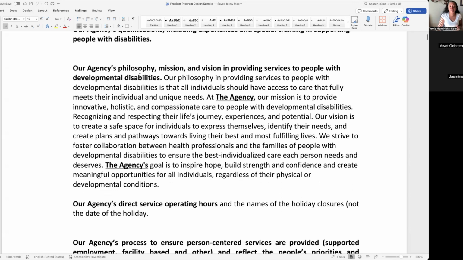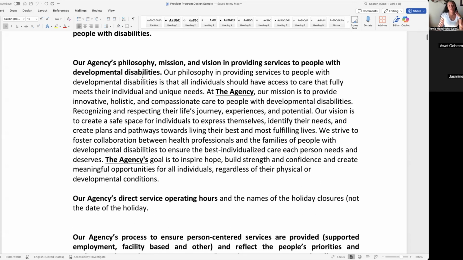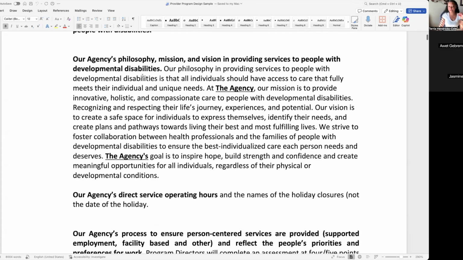Okay. What was Jasmine's question about the medication or something? So she's going into service types. We didn't get to service types yet.